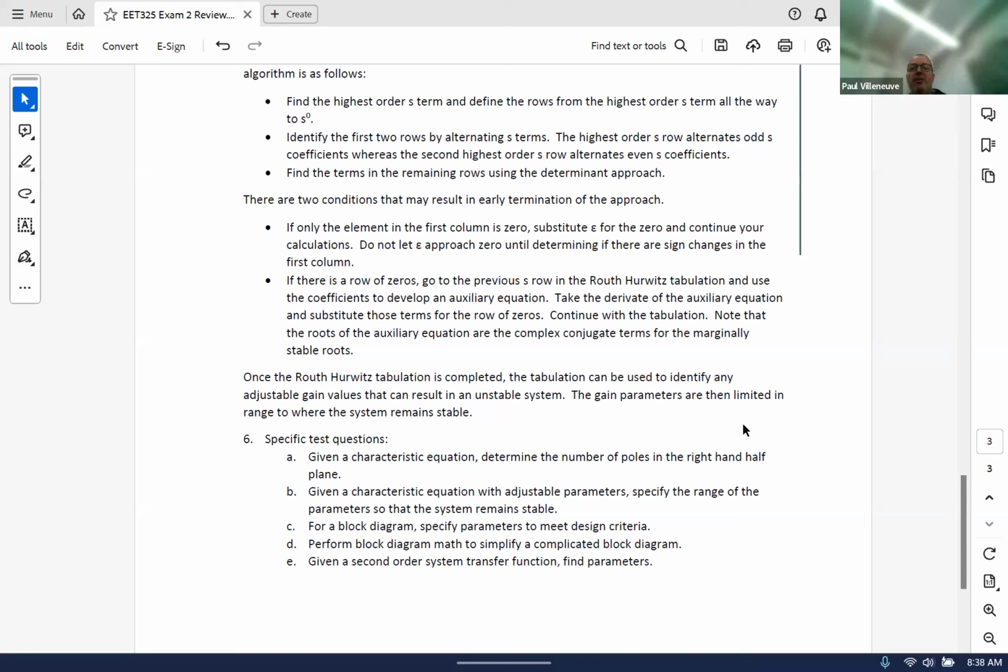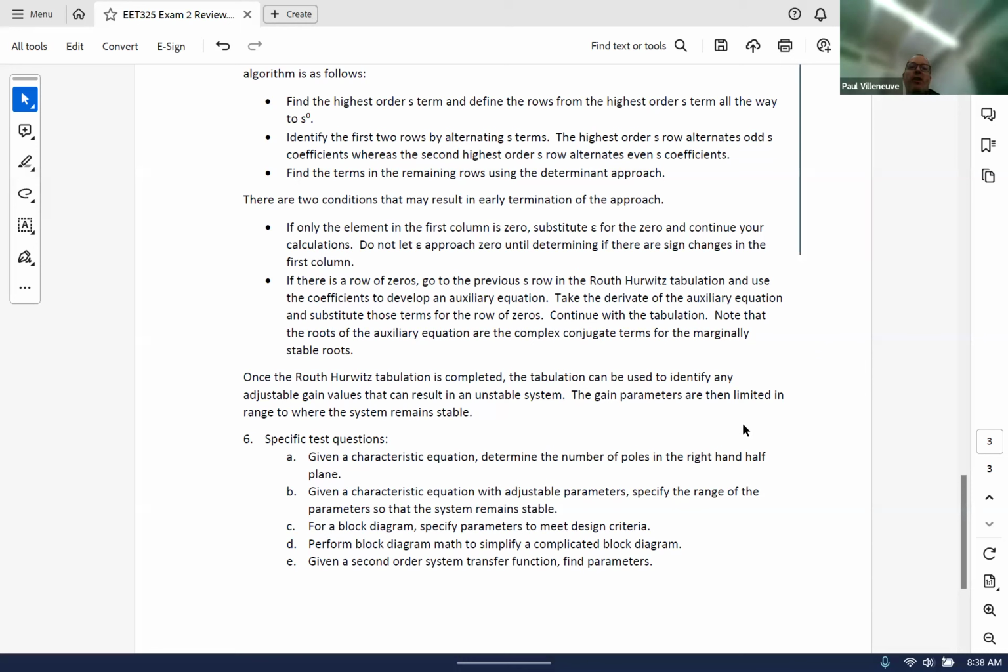Given a characteristic equation with adjustable parameters, so some adjustable gain, specify a range that parameters of the system remain stable. So that also is on the Routh-Hurwitz. Yes, sir. Is it going to be asked that it was done by Routh-Hurwitz? I don't remember. But you can always do that, right? Like the second one, you have to do it by Routh-Hurwitz. You can't do it with your calculator. I mean, you could just trial and error, but you'd be there for a year to do it, right?